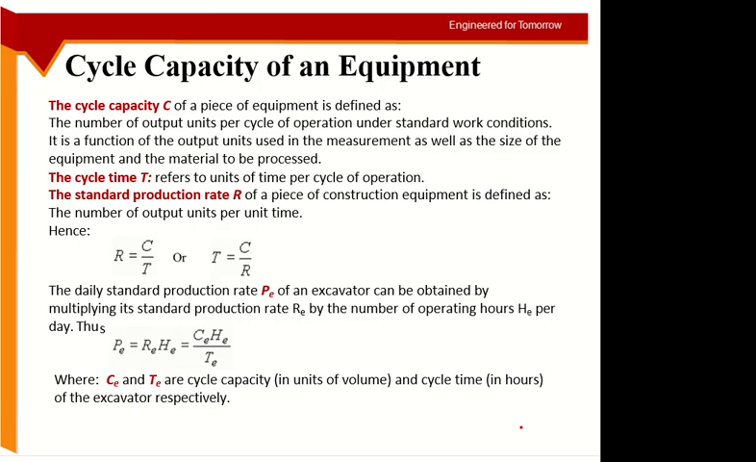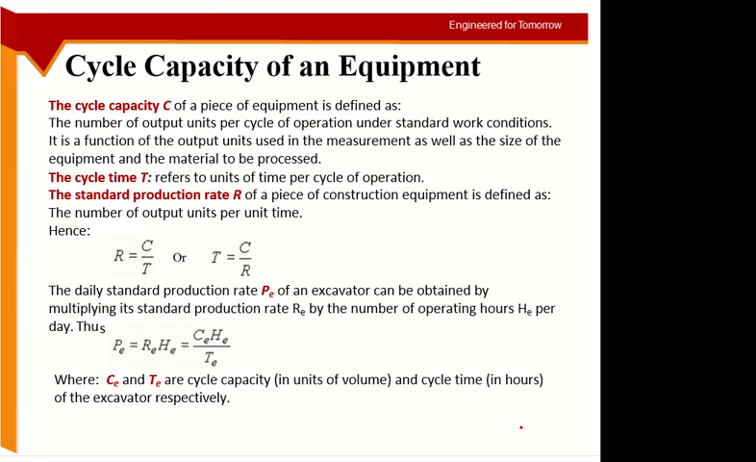So if you use the equipment 2 times, you will get twice the output. If you use it 3 times, you will get 3 times the output, and so on. So the output which you can get in one complete function of the equipment is called cycle capacity. The time to finish that one function once is called cycle time. The time to finish the full function of the equipment one time is called cycle time, T.